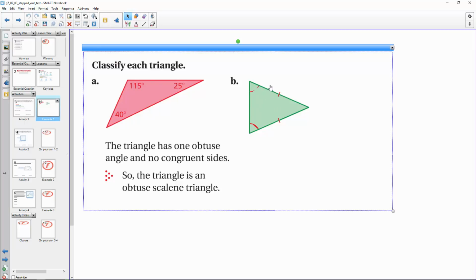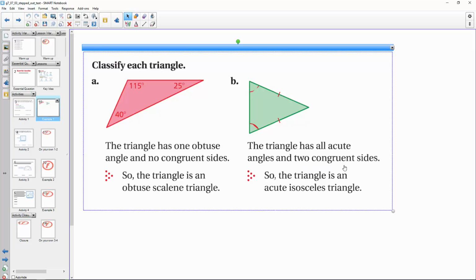This one here, it looks as though I have my isosceles. And then it looks like two of the angle measurements are the same, right? But they're all acute angles if I look. So it's an acute isosceles.